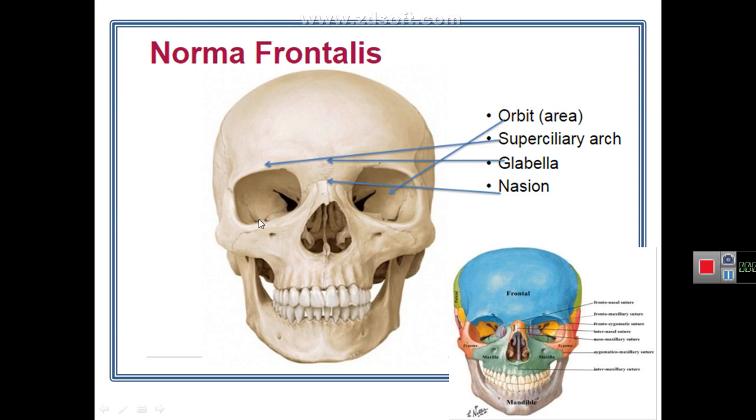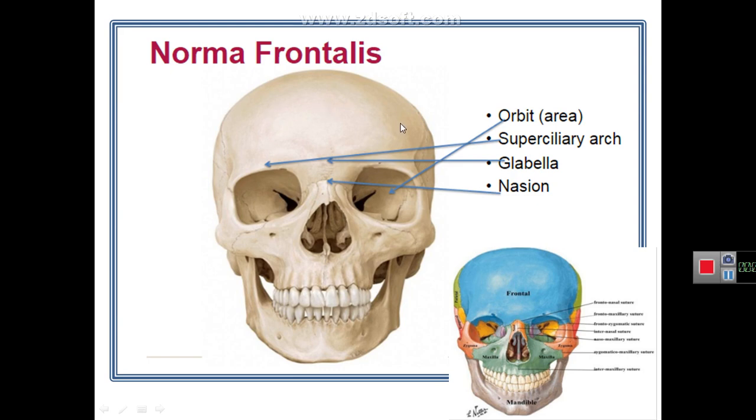Bones forming the norma frontalis are the frontal bone, which is a single bone, the right and left zygomatic bones, the right and left maxilla bones, the right and left nasal bones, and the mandible. In order to study features of the norma frontalis, we will divide it into the forehead region, the region of the orbital opening, the region of the nasal opening, and the lower face.